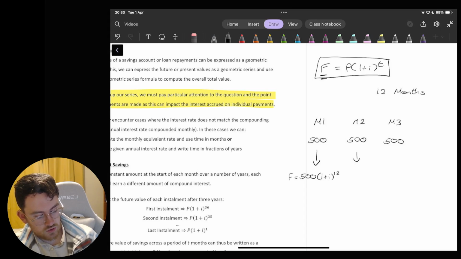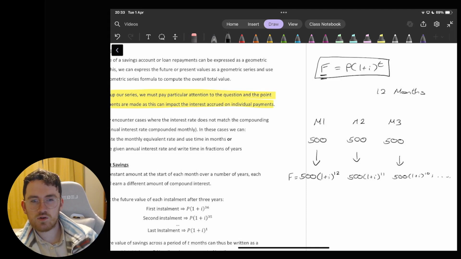The same, I suppose, goes for the next €500, except it was put in a month late, so it is one less, 1 month behind the previous one. And the same thing goes with the next one, 1 plus i to the power of 10, and so on and so forth. And to find the overall amount I would have in my account, I would add up all of these future values. So I'm not just adding up the €500, because obviously that's not what will be in my account. I have to consider the fact that there would be interest in the account as well.